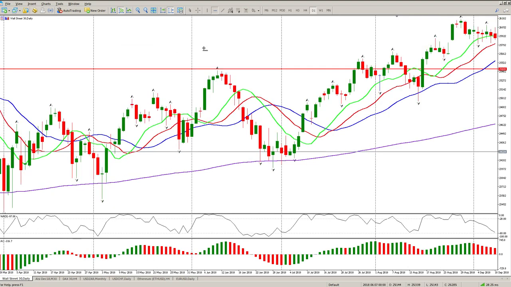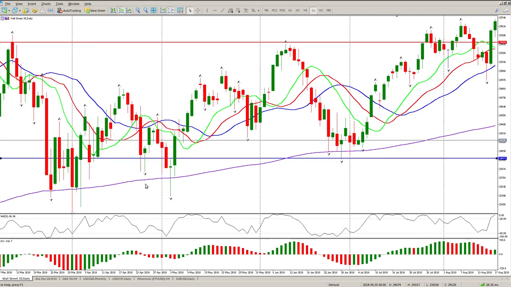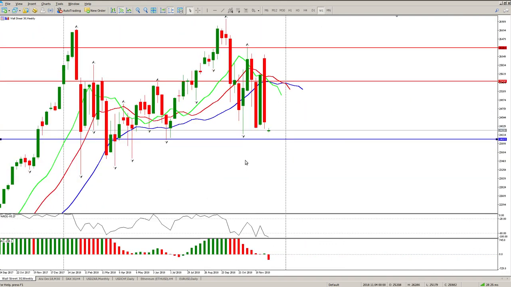Okay, so there is the most logical one, this one here. It lines up with a low there. There's nothing else here. And if we just look at the weekly, nothing on the weekly.